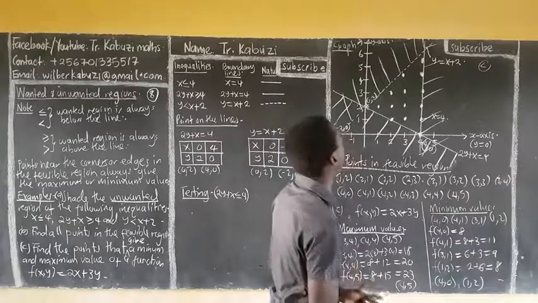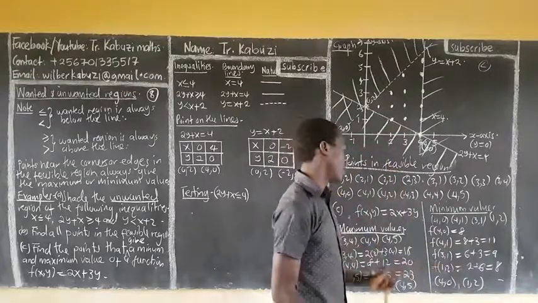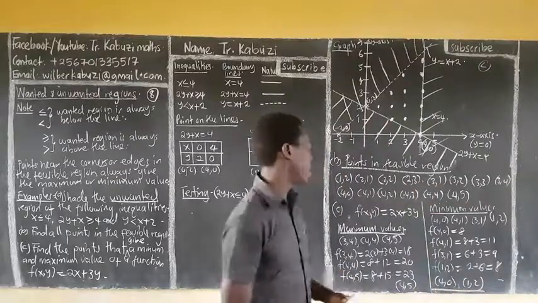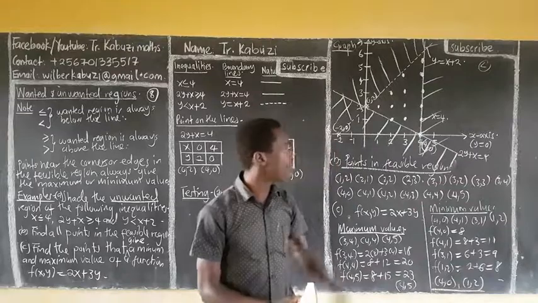If you test the rest, I don't think any is going to give you a value less than 8. So members, that's how we handle these ones.